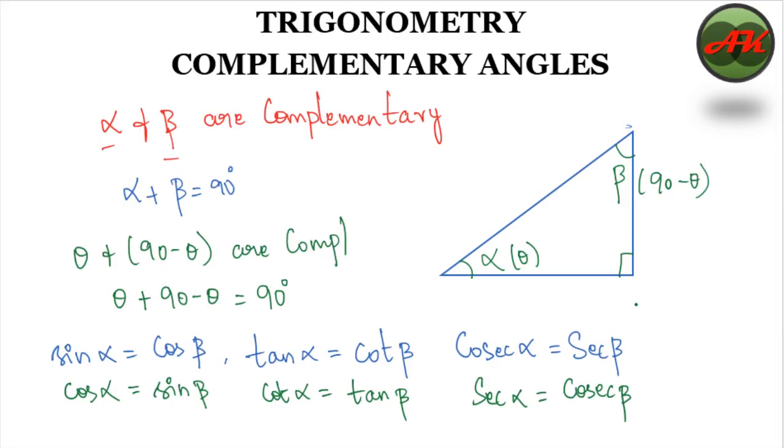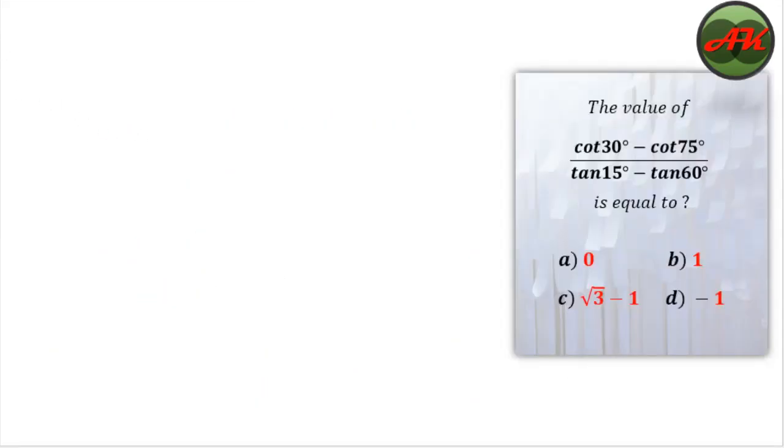Let's move on to the problem based on complementary angle. Now the first problem, the value of cot 30 degree minus cot 75 degree divided by tan 15 degree minus tan 60 is. So now in numerator I can write cot 30 as tan 60 minus cot 75 as tan 15, the denominator as it is.